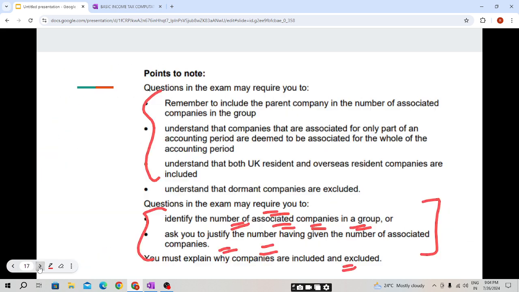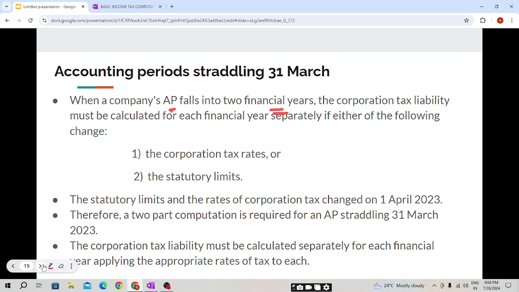If the augmented profit is falling in two financial years, how will we calculate the tax? When a company's accounting profit falls in two financial years, the corporation tax liability must be calculated for each year separately if either of the following change: the corporation tax rates or statutory limits.